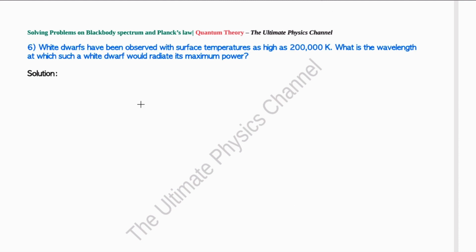White dwarfs have been observed with temperatures as high as 200,000 Kelvin surface temperatures. What is the wavelength at which such a white dwarf would radiate its maximum power? Similarly, again, application of Wien's law here. Lambda max is being asked, so we have to just use this formula.